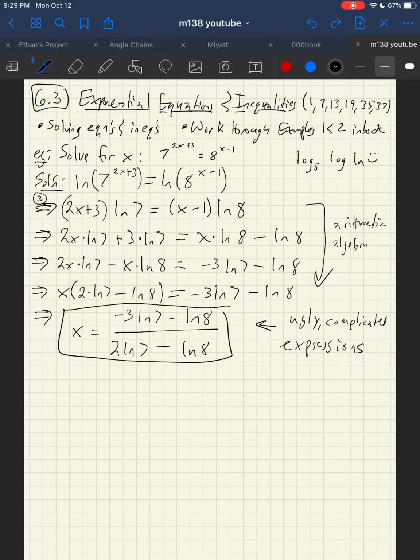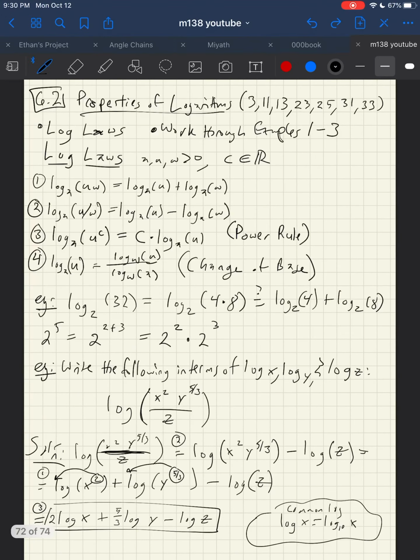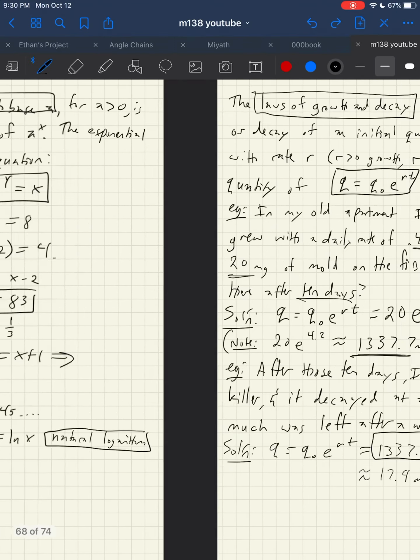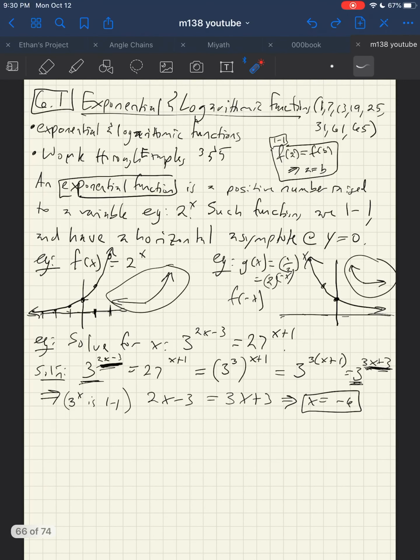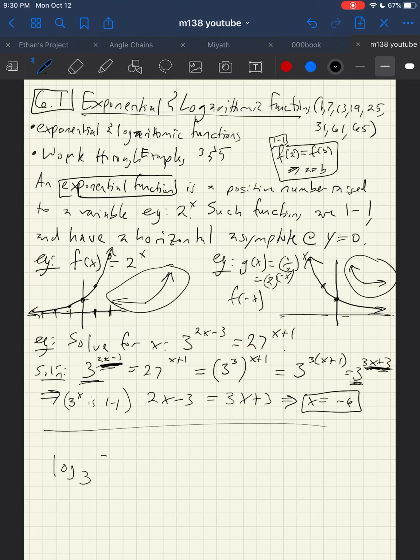If the bases do match, you can still take the log of both sides. So if we were in the case like, oh, this was several pages back, if we were in the case like this, where I had the same base on both sides, I could potentially just take log base 3 of both sides, and log base 3 of 3 to the 2x minus 3 equals log base 3 of 3 to the 3 times x plus 1.